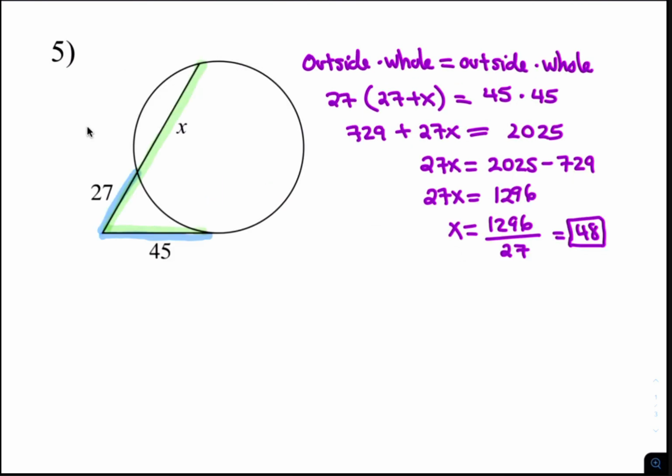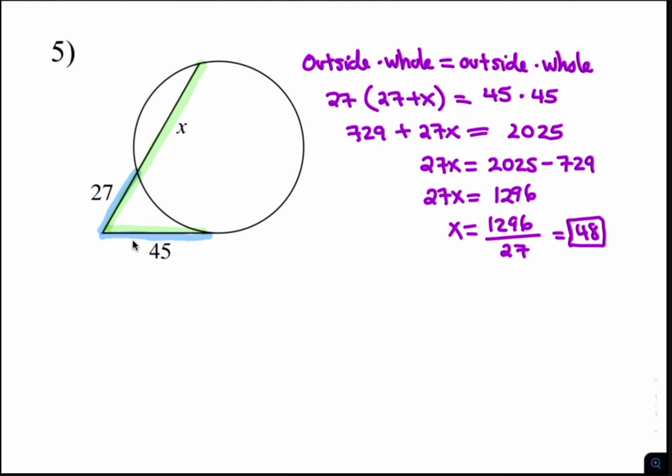Number 5. It's very similar to numbers 3 and 4, but a little bit different. We have outside piece and we have the whole piece. So we have two lines that are intersecting each other outside the circle. So we really can use the same rule. Outside times whole equals outside times whole. The outside piece here is 27, and the whole piece would be 27 plus X. So that's the left side of the equation. 27 times 27 plus X.